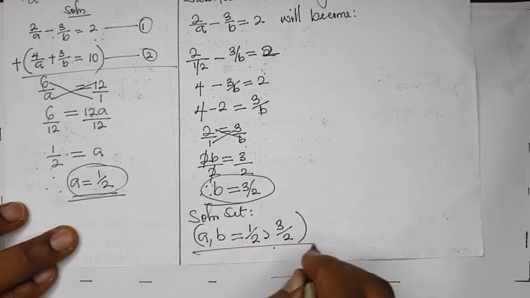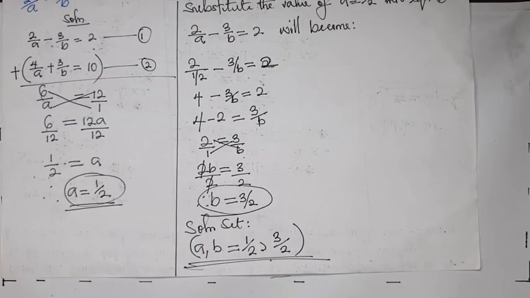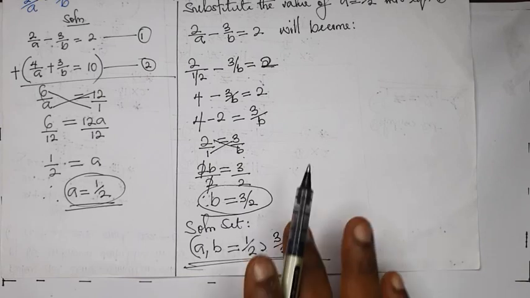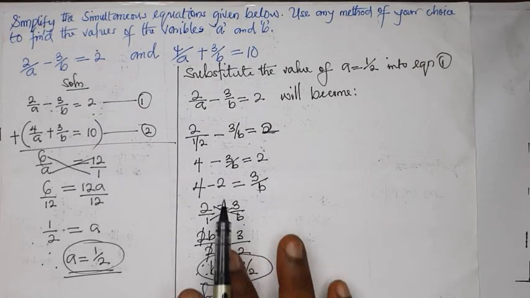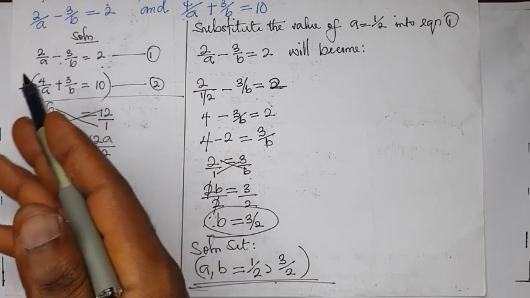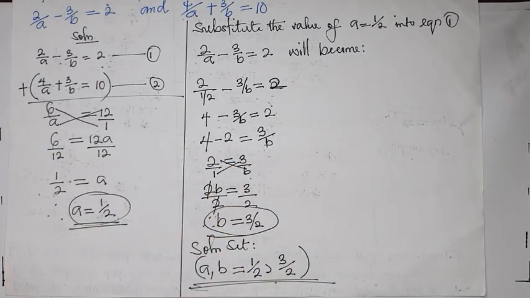Yes, QED. We have just found the answers for a and b, and this is the solution set. You can always test it out to see if you're right by substituting the values you have found into the equations, any of 1 or 2, to see if you are right with the method. But I believe that this is clear enough.